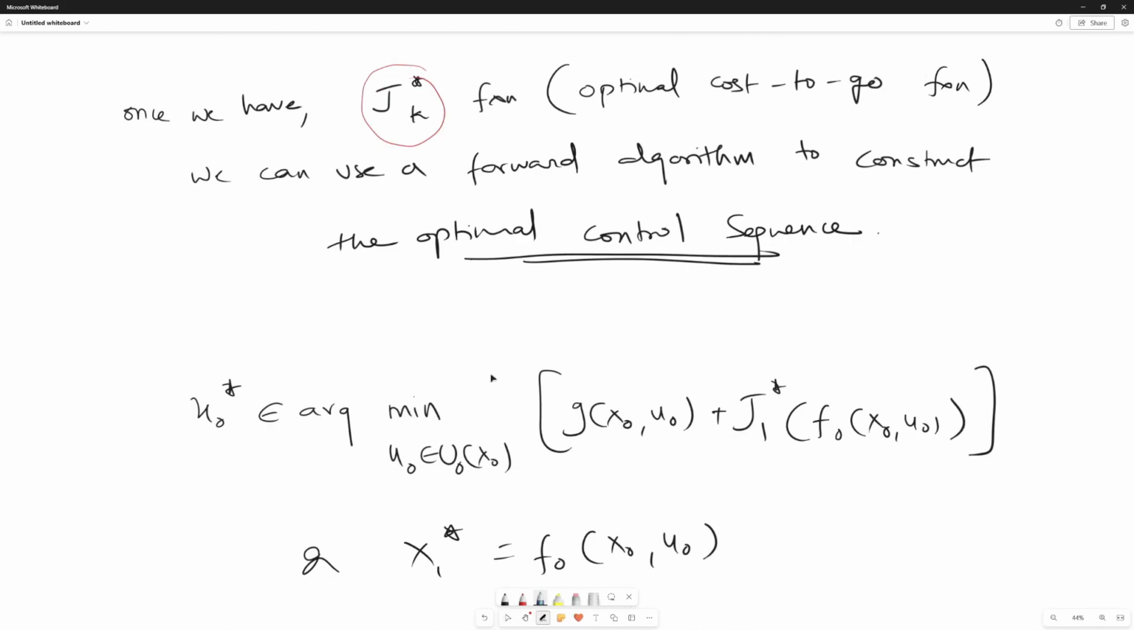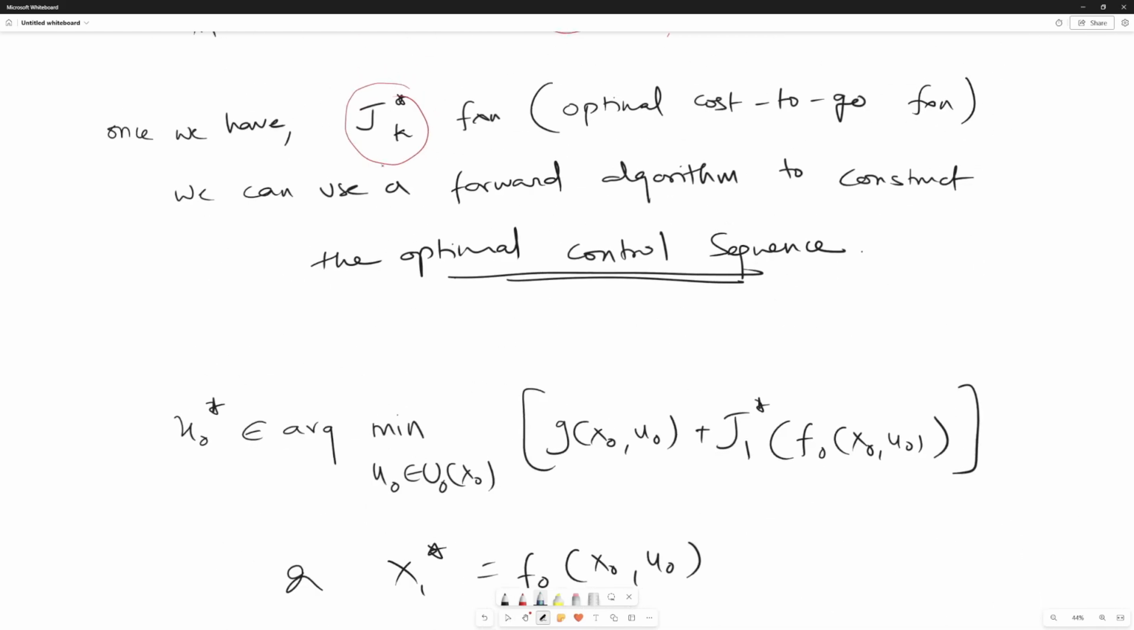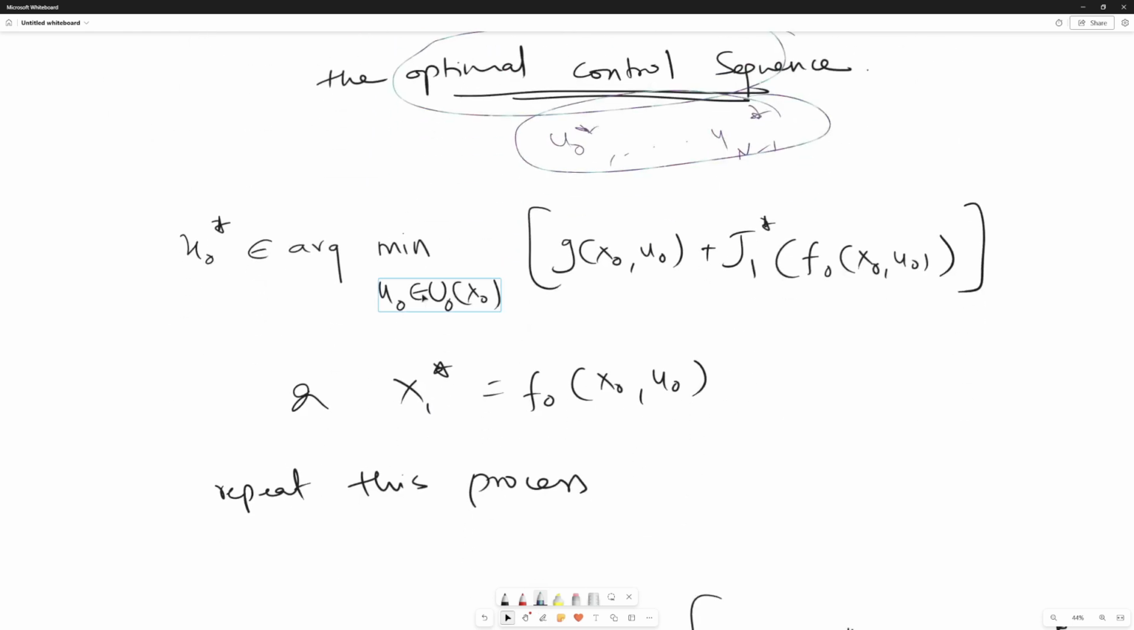Now the question is, obviously getting this J_k star is not what I want. This optimal cost to go is great, but that's not what I want. What I want is the optimal control sequence u0 star to u_{n-1} star. How do you construct this? The construction is pretty simple. We start with the initial state x0, and then try to minimize this, just as you did before, but then you take the argument.